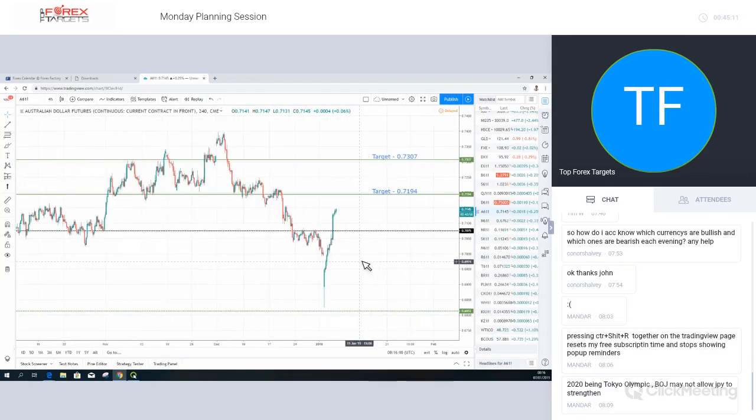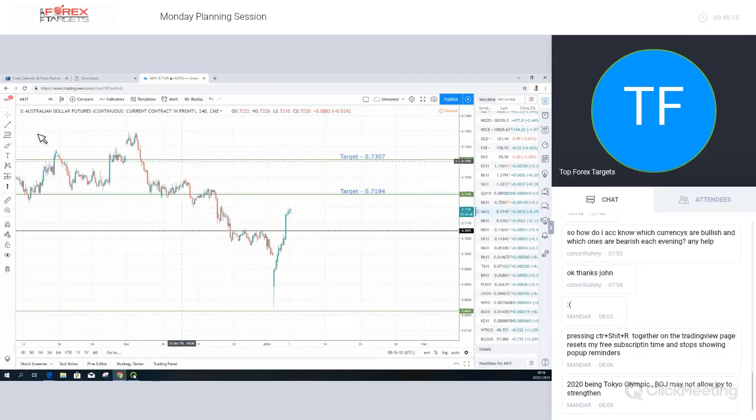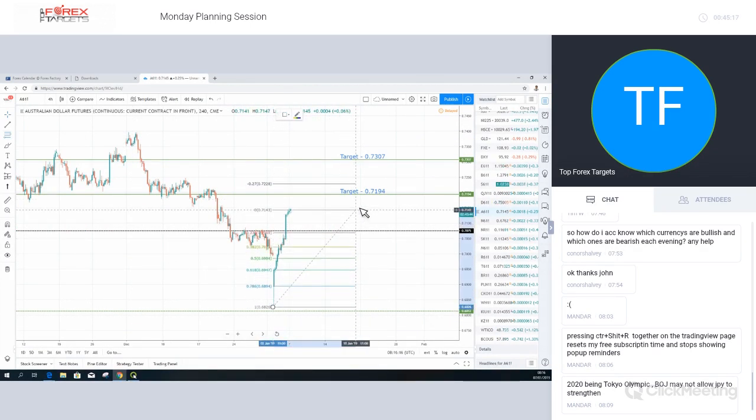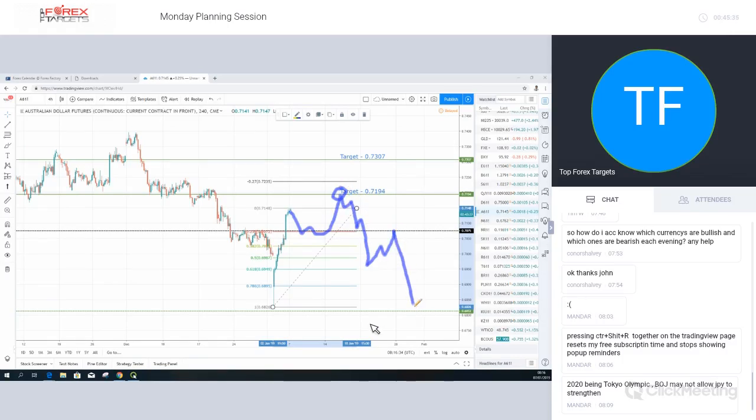I would be wary about taking any massive trades in the Aussie this week. What I would expect to see maybe in the Aussie is perhaps a C wave like this. Okay, so price comes down, retests previous broken resistance turning support, takes out the 7194, and then perhaps we start to get a break back down in this area and we continue the trend.